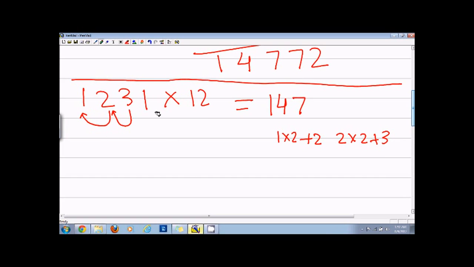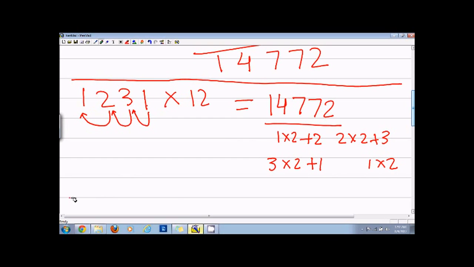And then here I will add 1 into 3, but I multiply 3 by 2, so it will be 3 into 2 plus 1, so that is equal to 7. And then I will just multiply 1 by 2, so 1 into 2 is 2, so the answer is 14772.